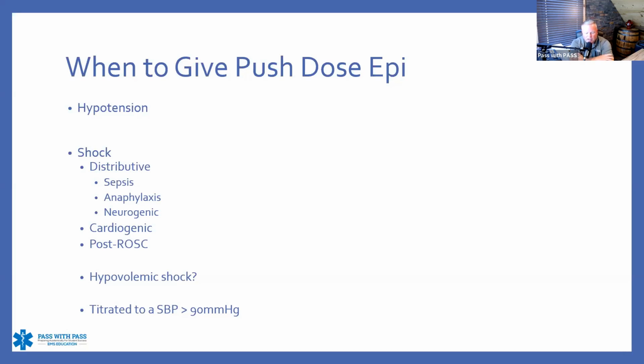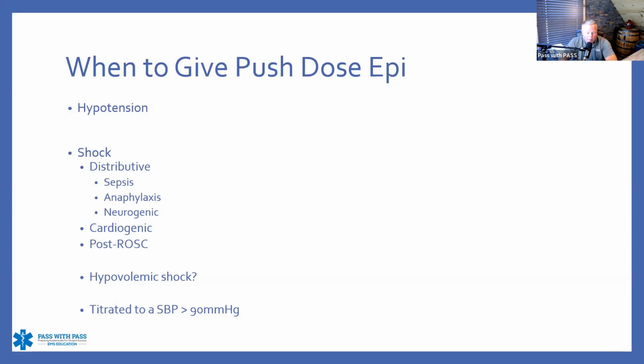I already mentioned shock. As far as the shock states, the different types of distributive shocks, so sepsis, anaphylaxis, and neurogenic shock, cardiogenic shock, and then post-resuscitation. So if you were able to get ROSC on a patient and they need that support until you get them to tertiary care, then push dose pressors may come in at that point.